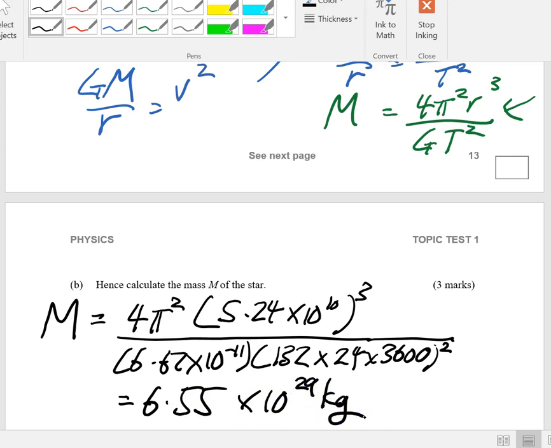One tip here: the mass of the star is huge. So this number is similar to the sun. Your answer is pretty much reasonable, or logical.